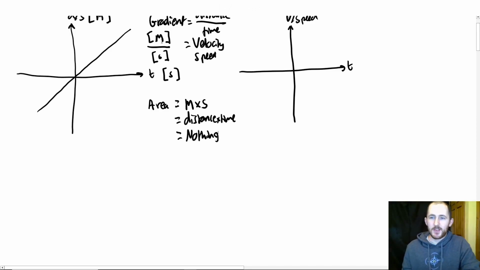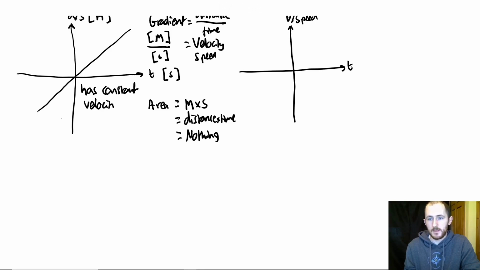Cool. So knowing these two facts about the gradient and the area, we're going to be given a bunch of different kinds of situations. In this case, it might say something like, describe the motion of this object. Well, the graph is a straight line, right? So the gradient is constant. So in this case, you're talking about something that has a constant speed, so it has constant velocity.